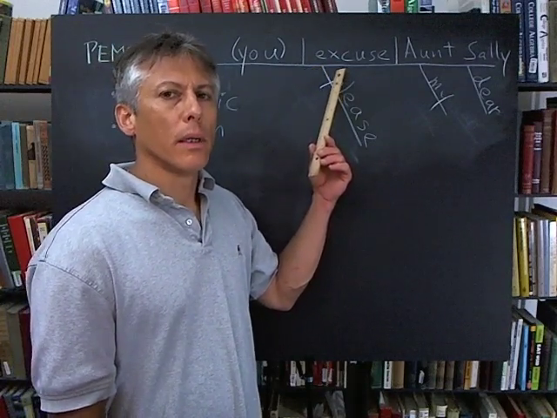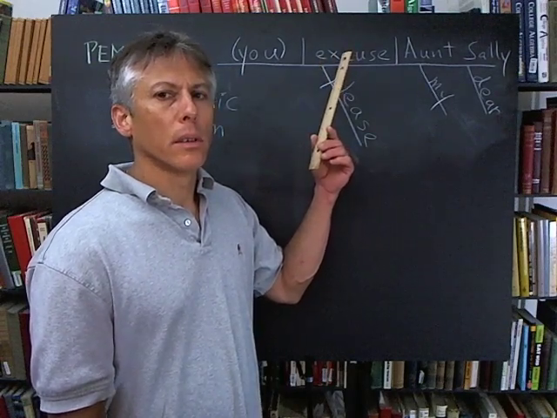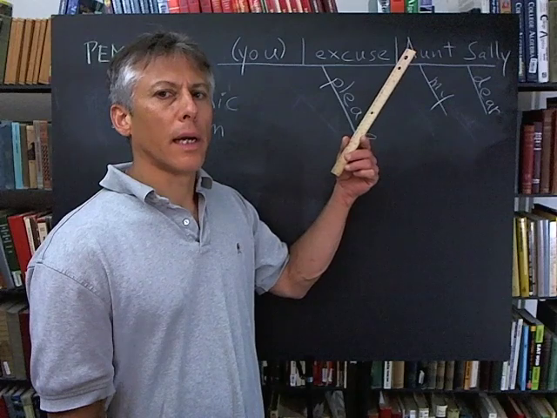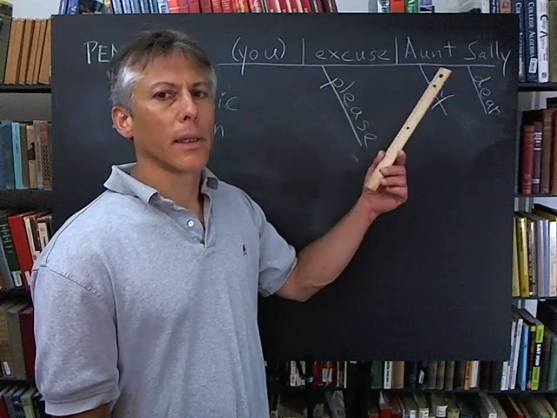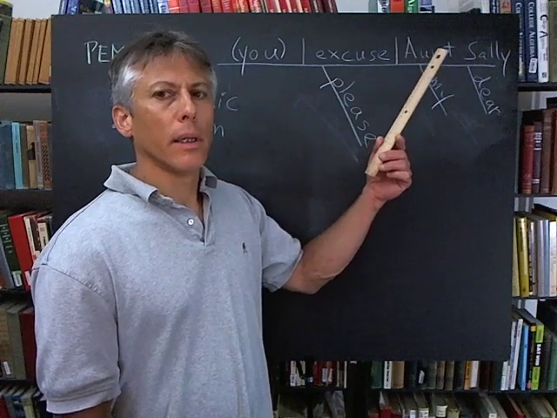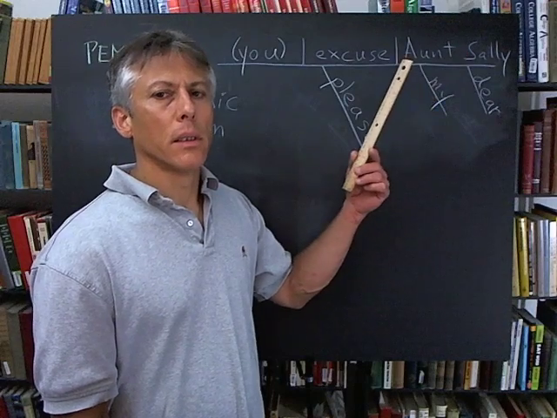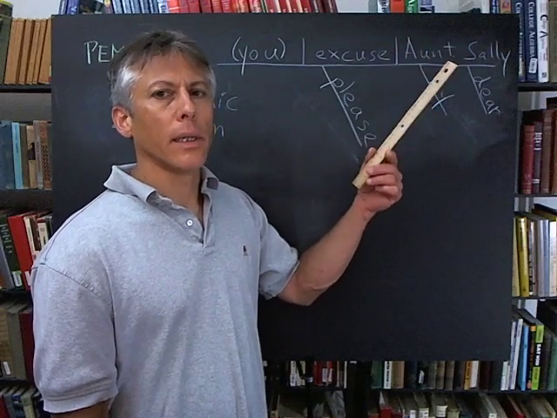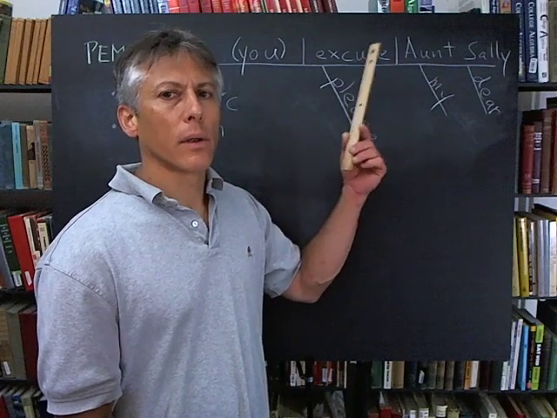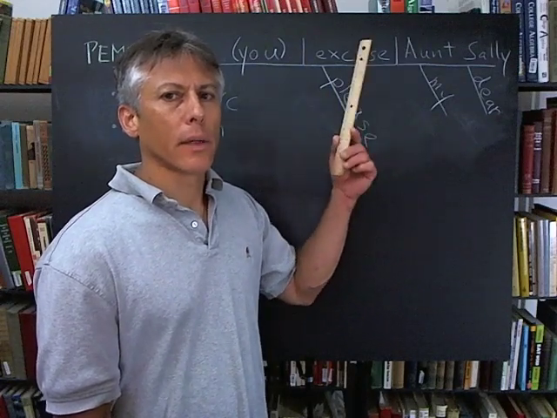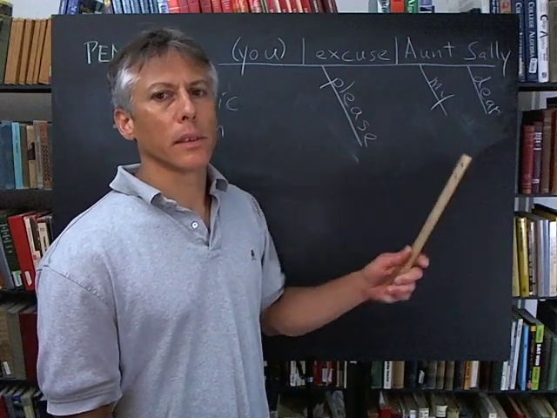Now, excuse is a verb. It's what the you is doing. You excuse. And then Aunt Sally is the object of the excusing. You excuse Aunt Sally in particular. Aunt Sally is a proper name, so we write it like this. Uncle Joe, Aunt Sally. So we have noun, verb, noun on top: subject, verb, object. You excuse Sally. That's a basic part of the sentence.